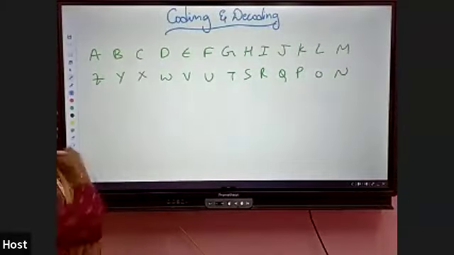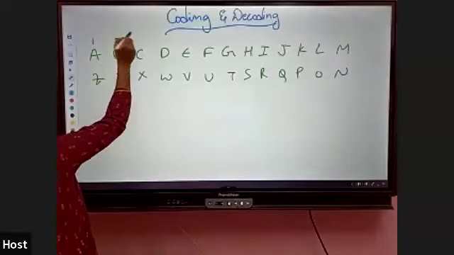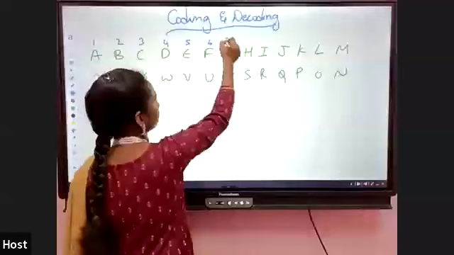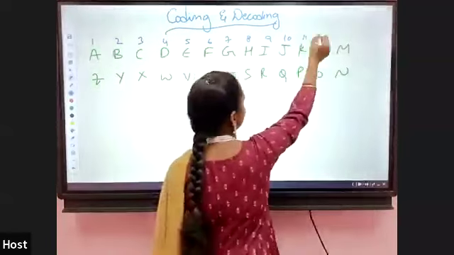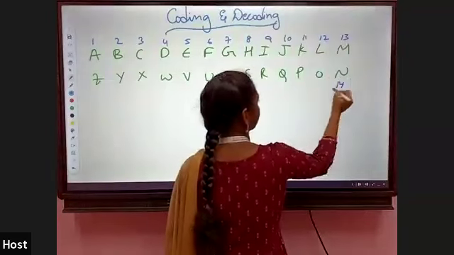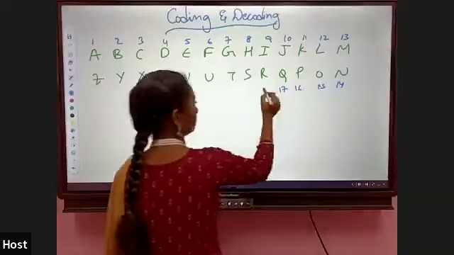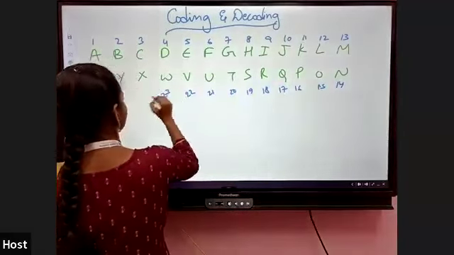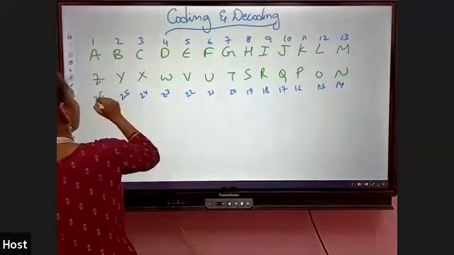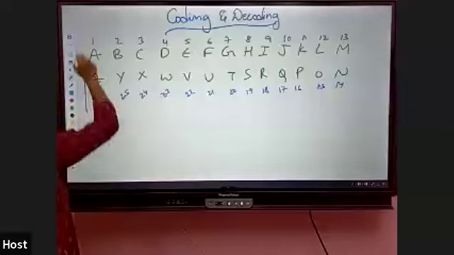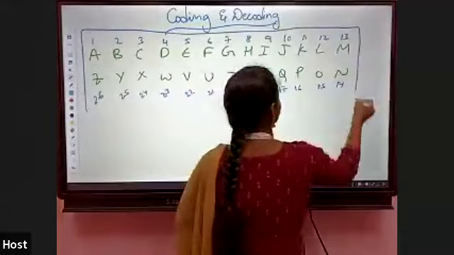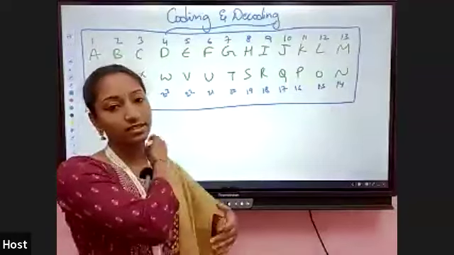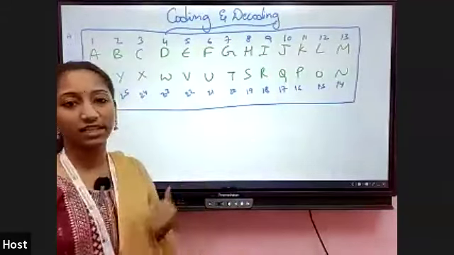So how to write numbers? Here A means 1, B means 2, C means 3, 4, 5, 6. So this table is very important for coding and decoding. All should know how to write this table and what is the code for each letter.